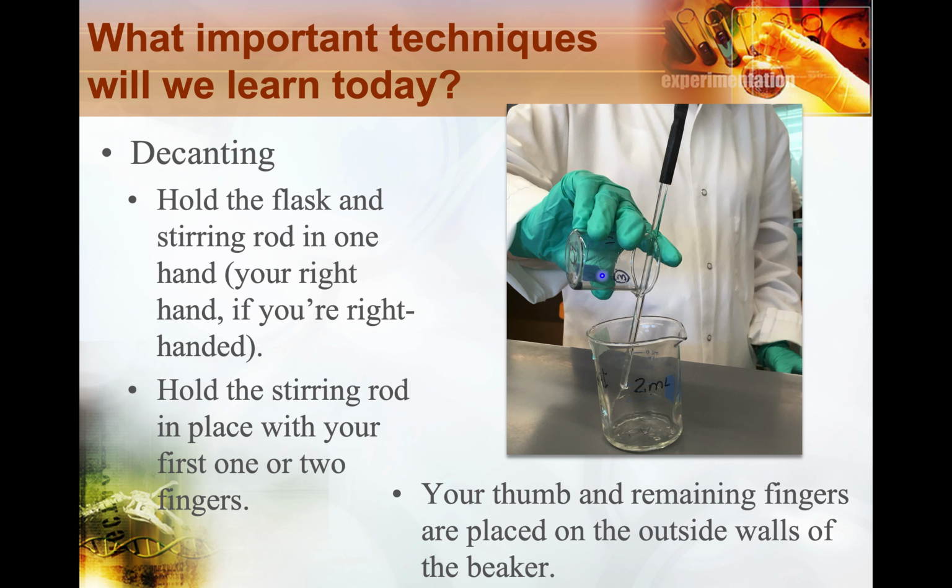So good practice is that you consider where it would flow if there was no stir bar or stirring rod, and make sure that it would fall into the beaker, and ensure that the stirring rod is pointed directly into the flask you're trying to pour into.